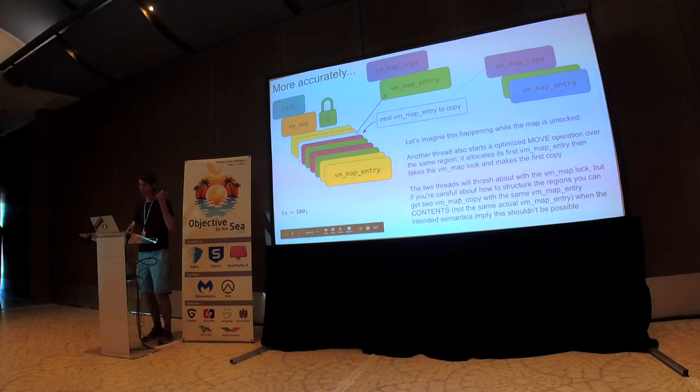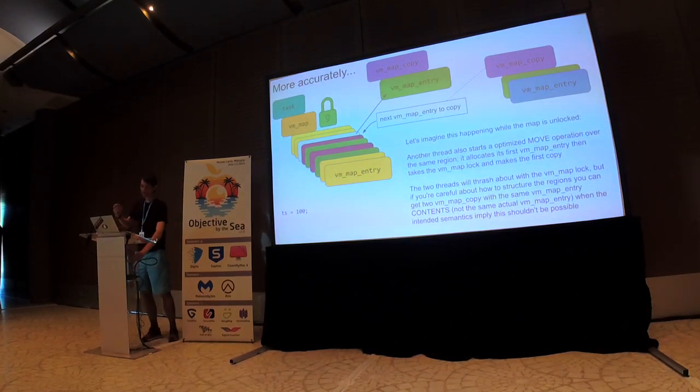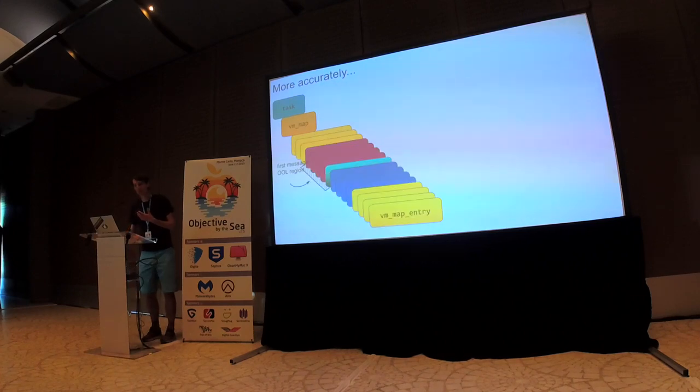And now they're going to both contend on this lock and kind of thrash around. But what you're actually going to end up with are two VM map copies that, if the locking works out, and actually the locking pretty much always works out if you correctly craft the VM map setup, you're going to have two VM map copies, which both believe they are atomic moves of virtual memory regions, when in fact they both have the same underlying VM map entries, which map to the same VM map objects and offsets. And we'll see exactly what the consequences of that are in a little bit. So how do you actually set something like this up to do something interesting?